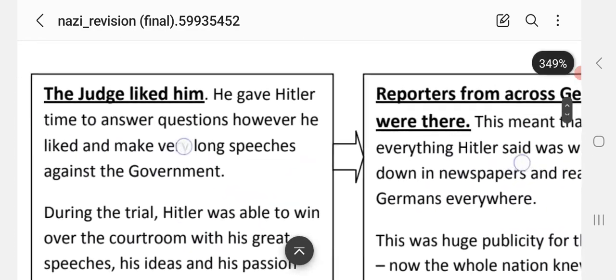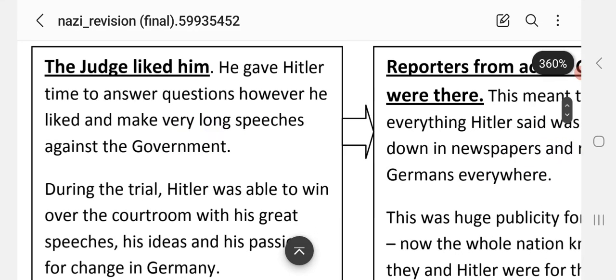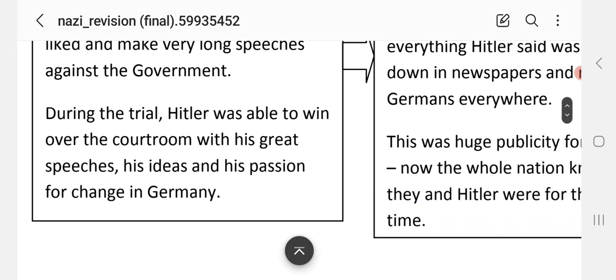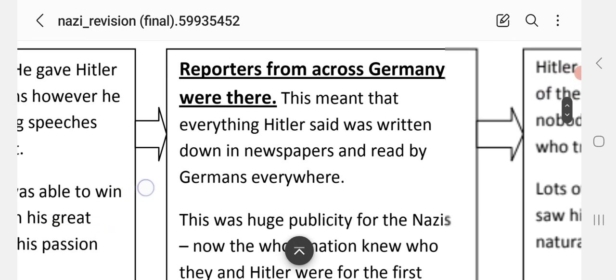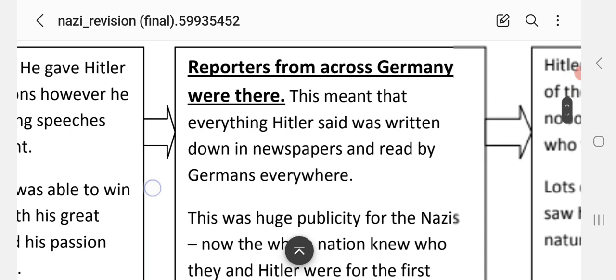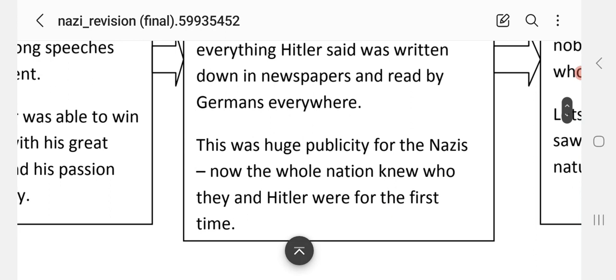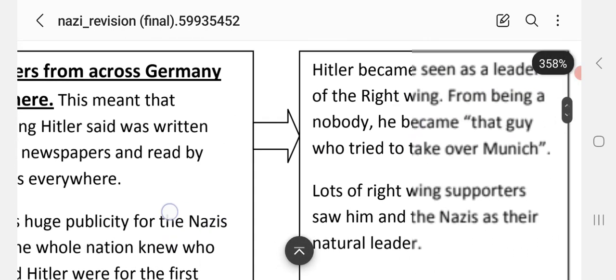The main success was Hitler's trial for treason. The judge liked him. He gave Hitler time to answer questions. However, he liked to make very long speeches against the government. During the trial, Hitler was able to win over the courtroom with his great speeches, his ideas, and his passion for change in Germany. Reporters from across Germany were there. This meant that everything Hitler said was written down in newspapers and read by Germans everywhere. This was huge publicity for the Nazis. Now the whole nation knew who they and Hitler were for the first time.